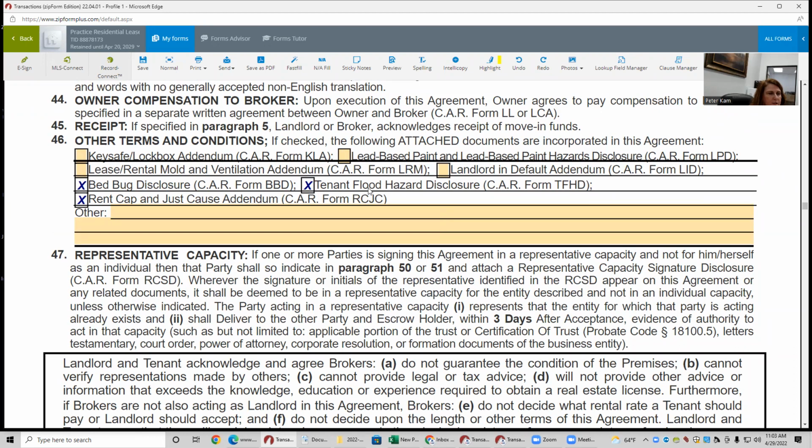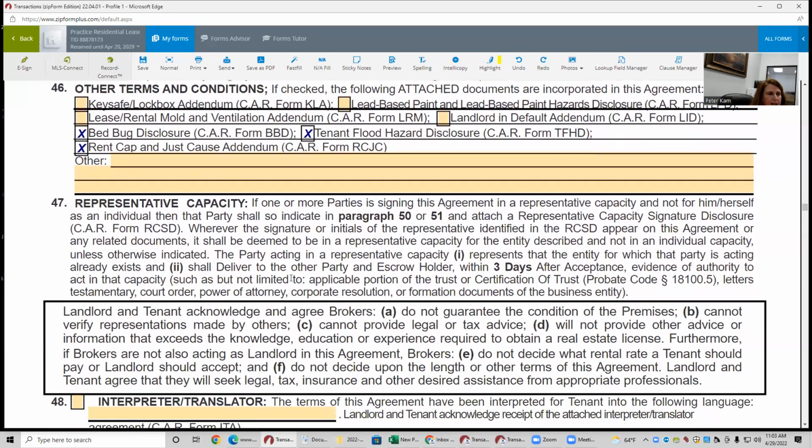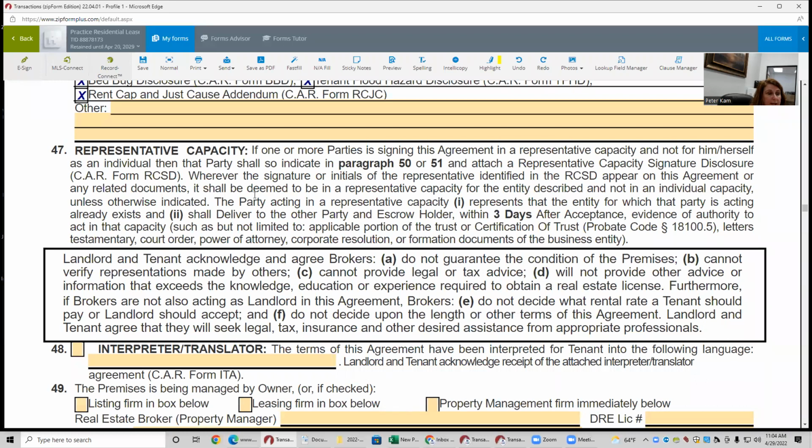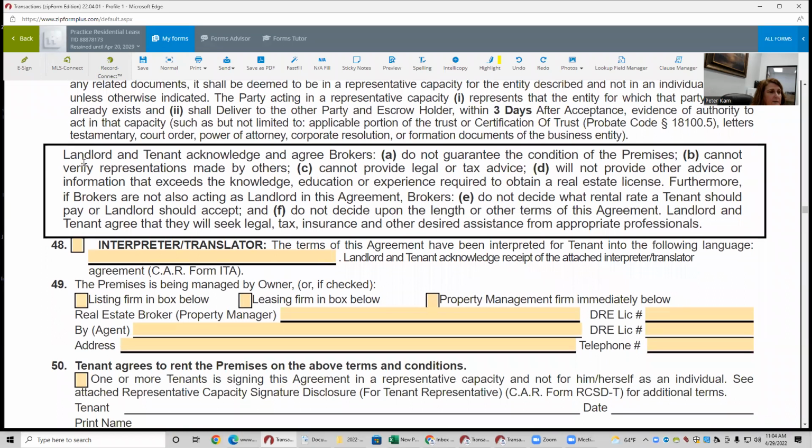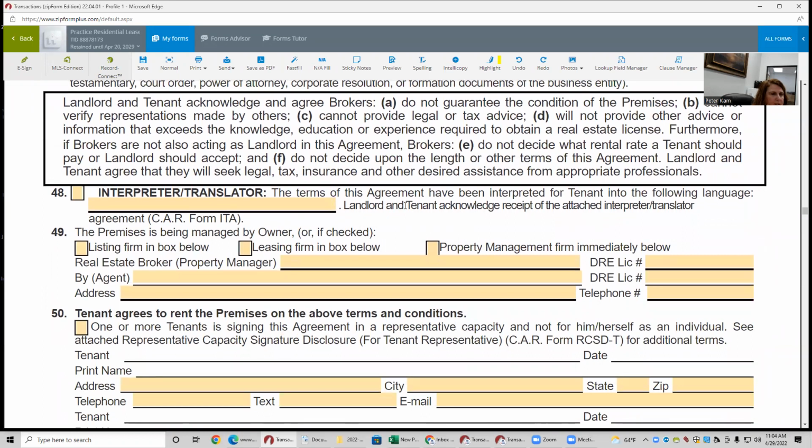So other terms and conditions, it automatically checks in this form. These are pre-checked: bed bug, rent cap, and tenant flood. We went over those last week. Representation capacity, if it's an entity signing this, please make sure that you are attaching that representation capacity form. And this is a nice box here that the landlord and the tenant acknowledge and agree that the brokers do not guarantee the condition of the premises and cannot verify representations made by others, etc. This is a very nice protection box for all of us.